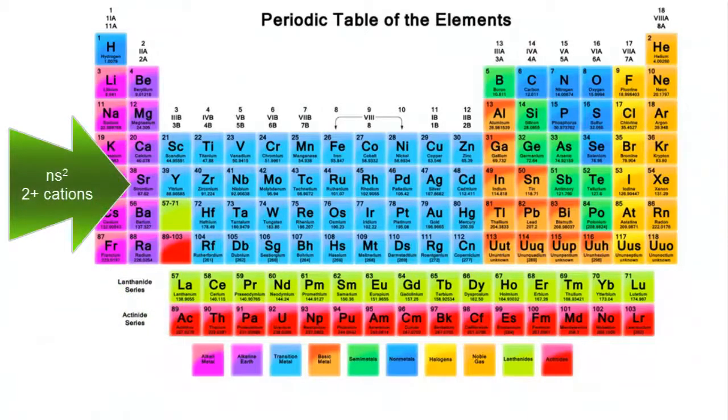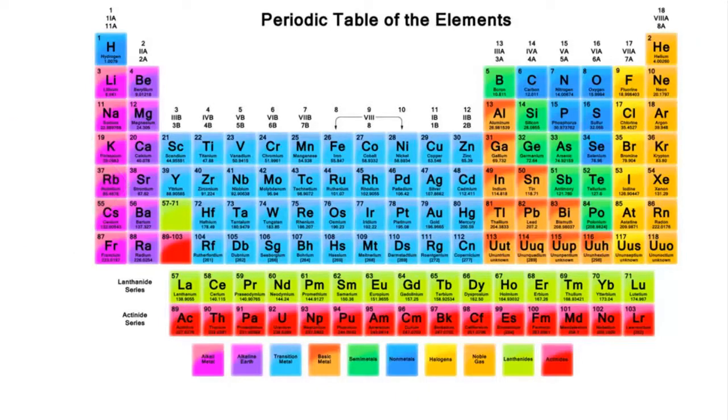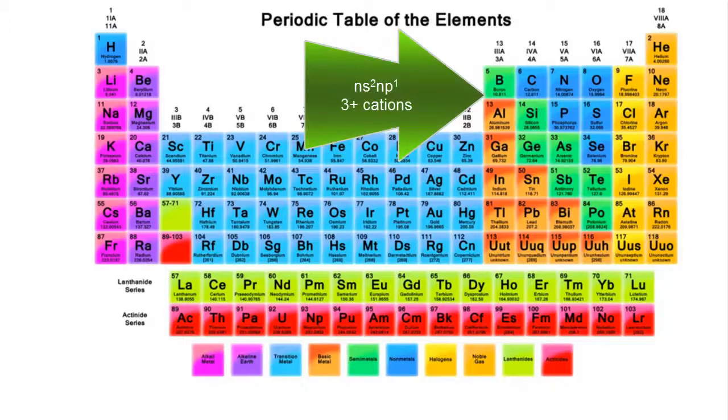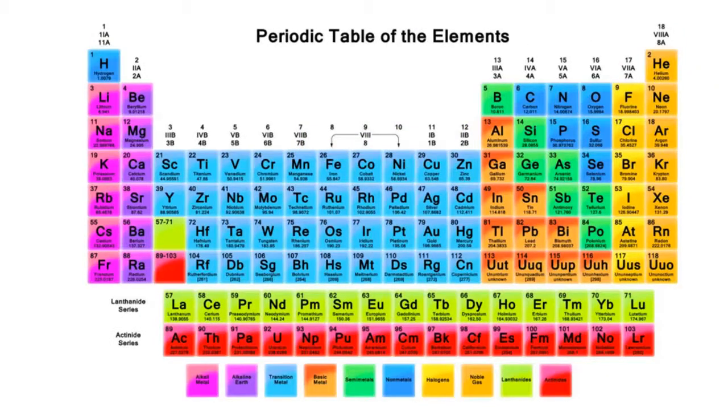Group 2 all end in some number S2. They are 2 electrons away from being a noble gas, and therefore they all form a +2 cation. In group 13, boron and aluminum end in some number S2, some number P1. They will lose 3 electrons to become a +3 cation. Beyond group 14, the situation changes.